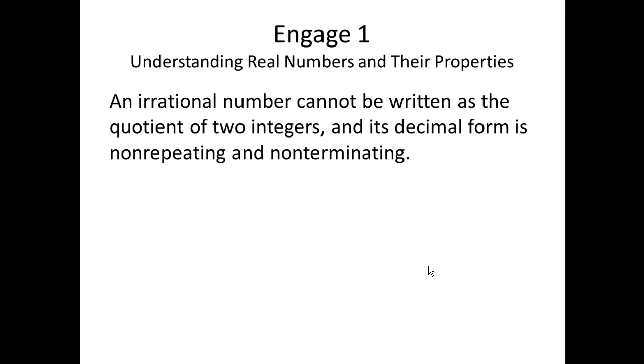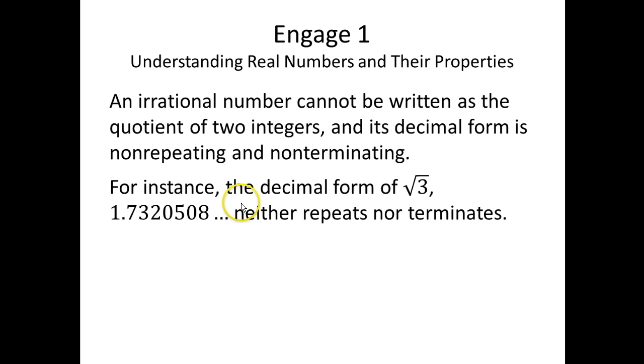Now, as opposed to rational numbers, irrational numbers are numbers that cannot be written as fractions or as a quotient of two integers, and its decimal form is non-repeating and non-terminating. Okay. For instance, notice that the decimal form of the square root of 3, which is this, it doesn't repeat or ever terminate or end. Terminate means the same thing as end.